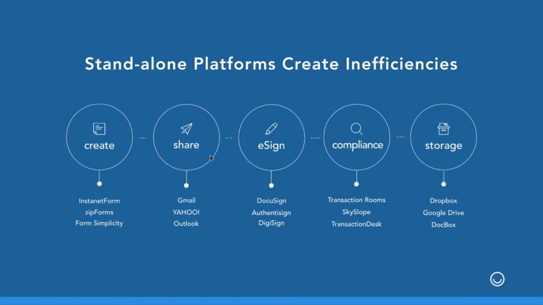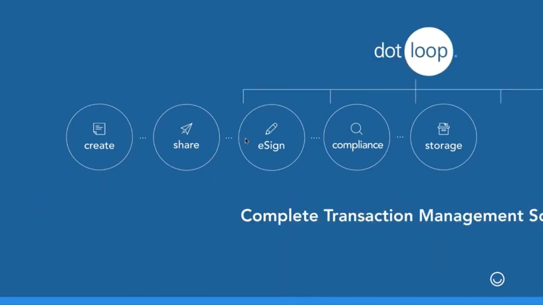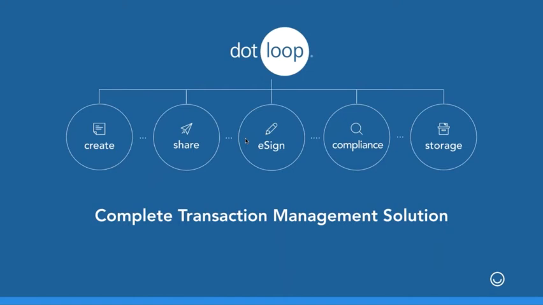This is what dotloop saw 10 years ago when we were first thinking about the idea of the dotloop system. So what dotloop did to address that is we said, instead of having an agent have to integrate their zip forms with their DocuSign and with another back office and storage system, at dotloop, why don't we just build all of that functionality ourselves? So that is what we've done.